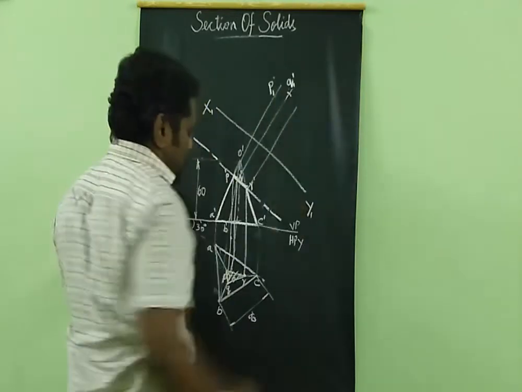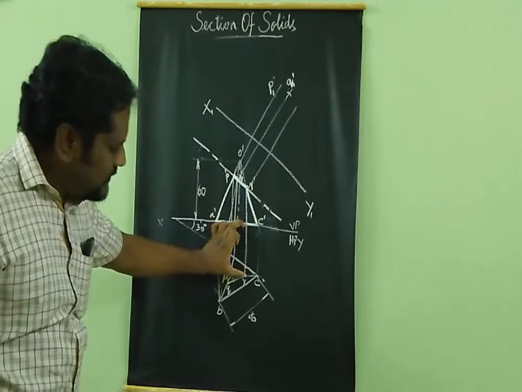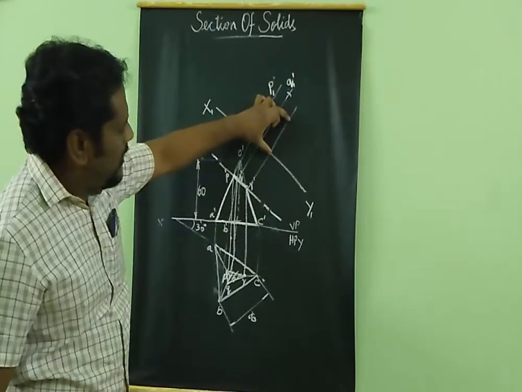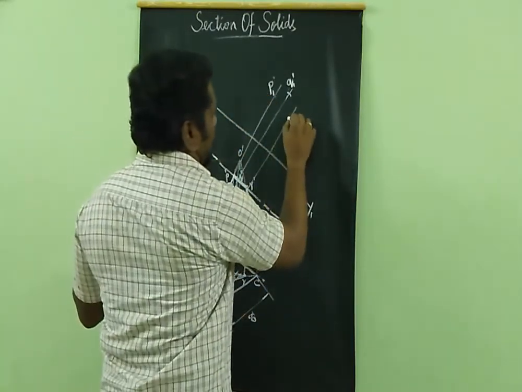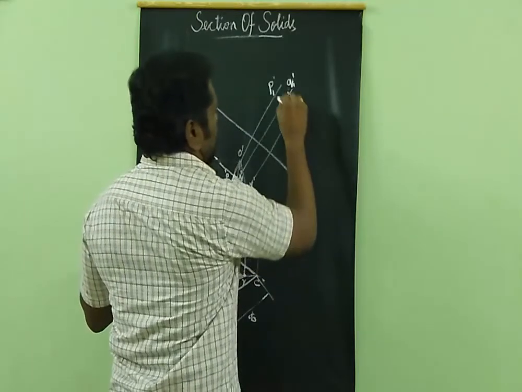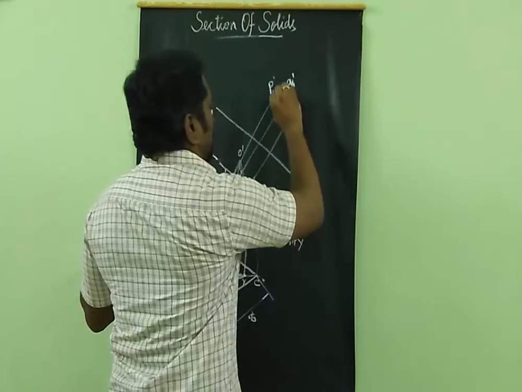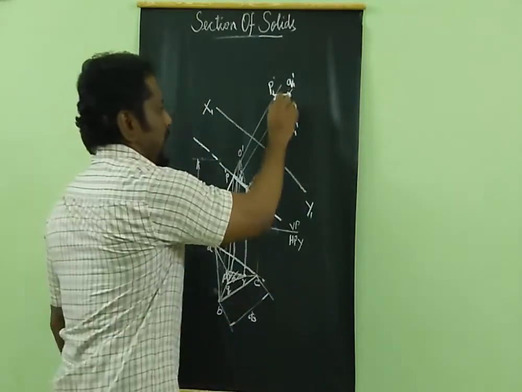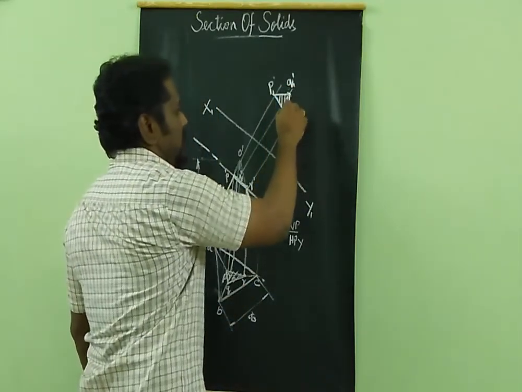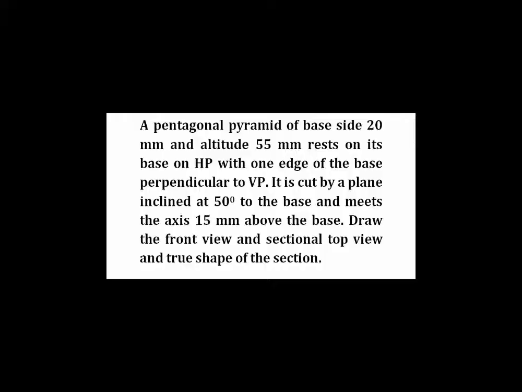Q1 dash. Similarly, measure this distance to get the point R. You get here the point R1 dash. Now PQ, QR, RP. This is your final true shape of the cut section. Okay.